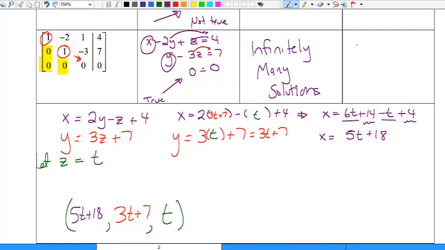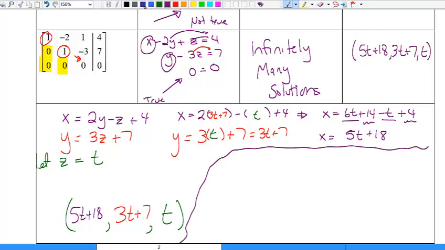So the infinitely many solutions written in vector form is 5t plus 18, comma, 3t plus 7, comma, t. This is the ordered triple, and it tells us lots and lots of answers. To make that a little clearer, I want to show you how that actually tells us an infinite amount of solutions. Let's let t equal some number. I don't really care, just pick any number you like. I guess we'll go with 1 here.